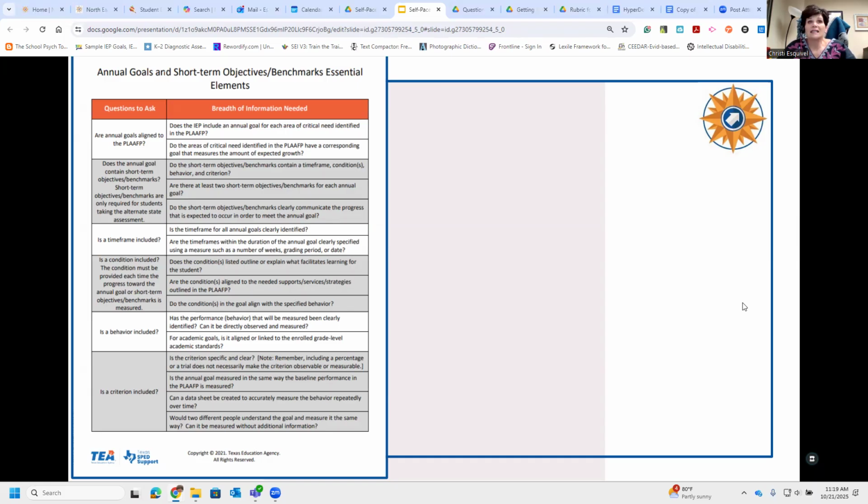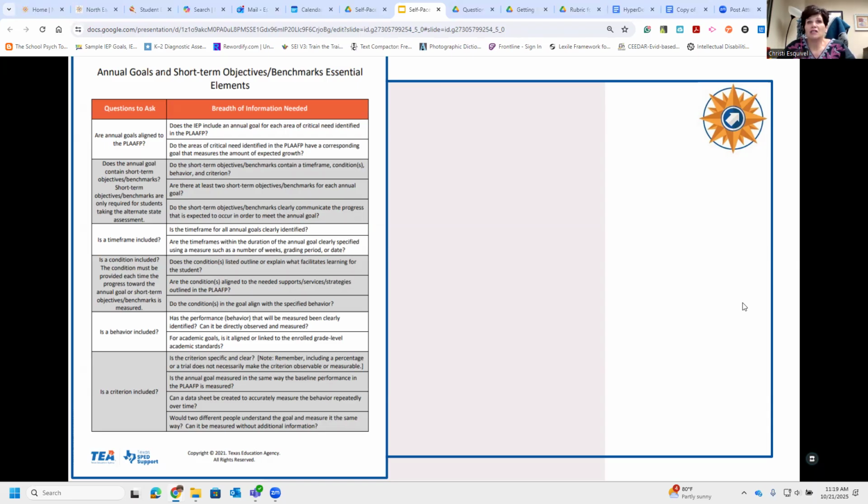We also need to ask, does the annual goal contain short-term objectives or benchmarks? They're only required for students taking the alternate state assessment, though we did discuss that students receiving modified instruction should probably have short-term objectives or benchmarks as a best practice.